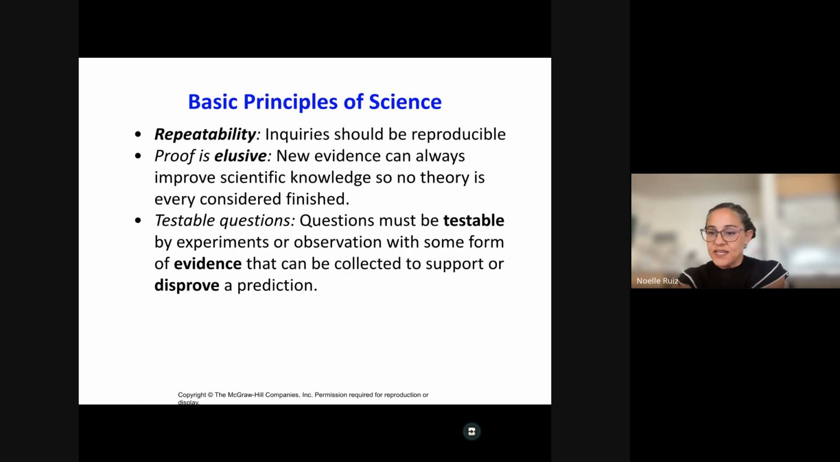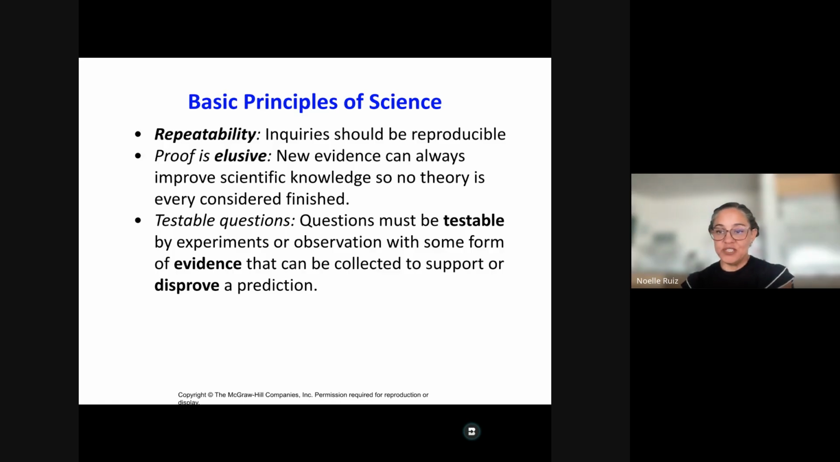The basic principles in science. Like I said, the title, the blue, goes on the left, all the bullet points in black go on the right. Repeatability. Inquiries should be reproducible. So we observe things, we ask a question, we perform an experiment. That experiment should be drawn out step by step so that other scientists can repeat the exact same process and either prove or disprove whatever results you get.